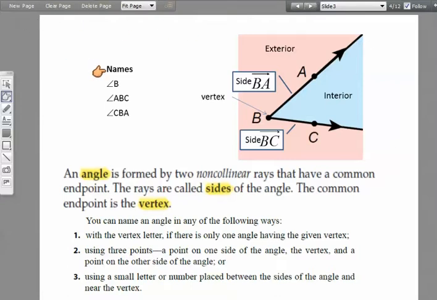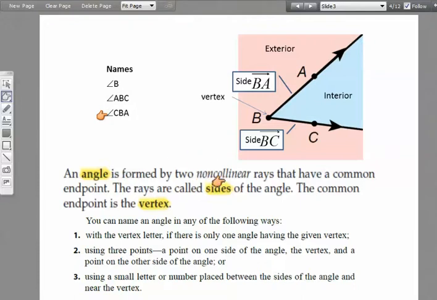How to name an angle. This particular angle right here can be named in 3 ways. You can name it angle B, and that is because B is the vertex. You can name it angle ABC, starting out with this point, A, B, C, or you can go in reverse order, angle C, B, A. What's important is to notice that when we use a single letter, we use the vertex. When we use the 3 letters, the vertex is always in the middle. Those are very important rules here.